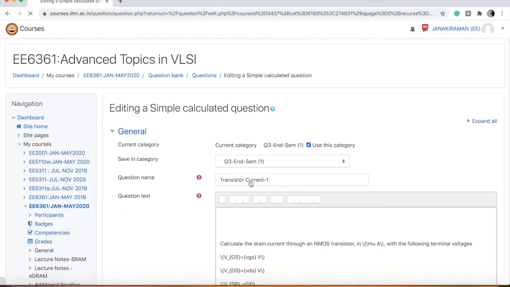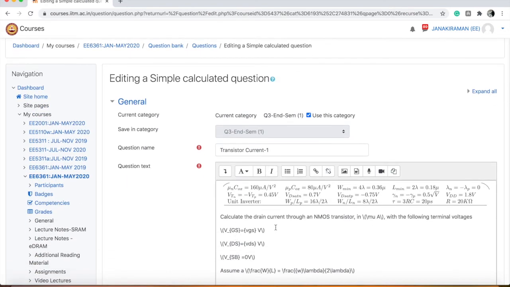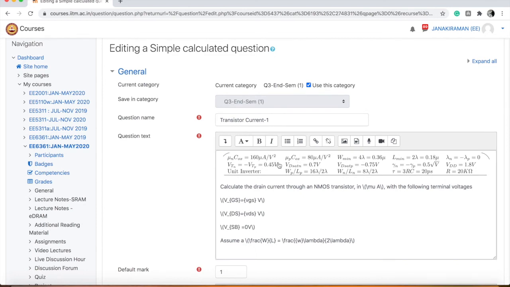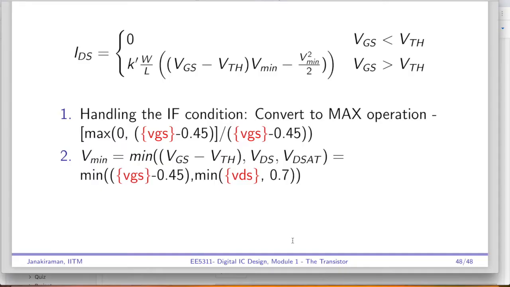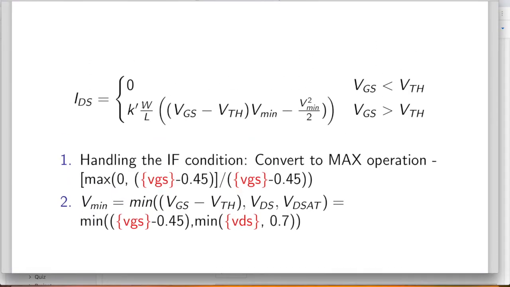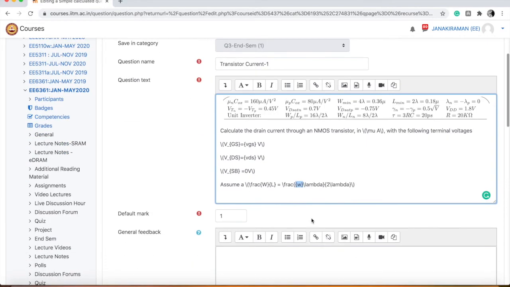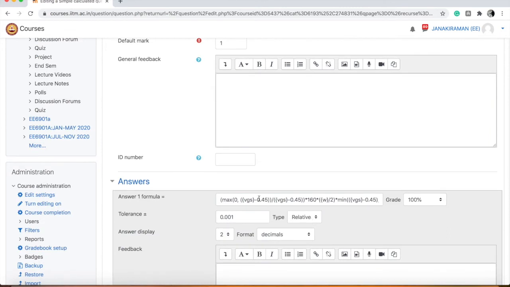Again, I go here and as usual put a figure with all the technology parameters or constants that are needed. Then I use my calculated parameters, which are VGS and VDS. Also I'm using another parameter called W, by the way, which I forgot to highlight here. This W by L here, this W in the expression is also a parameter which I'm going to use in this question. Of course I have coded this expression very carefully. You must do it carefully because you will run into an error if the formatting is not correct.